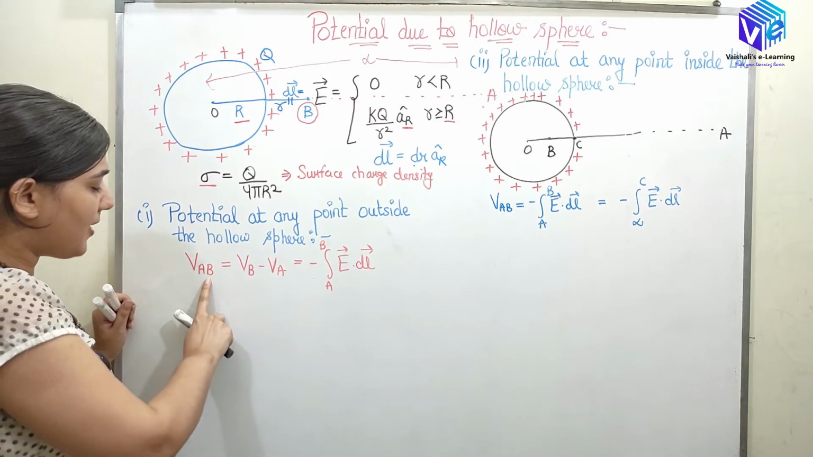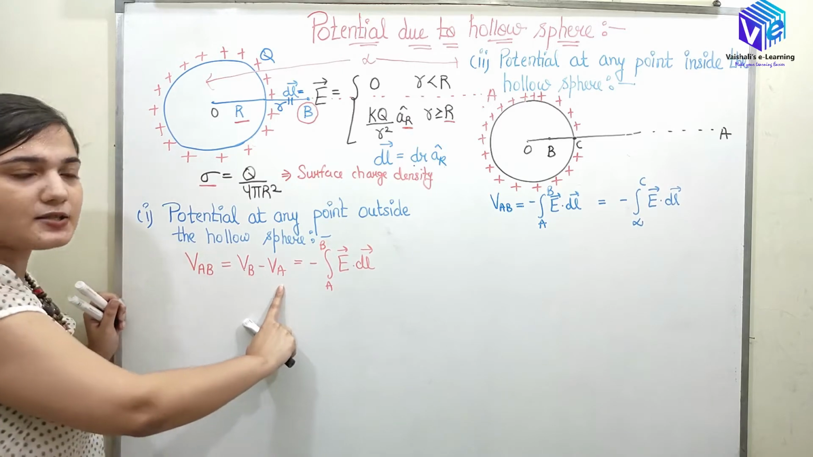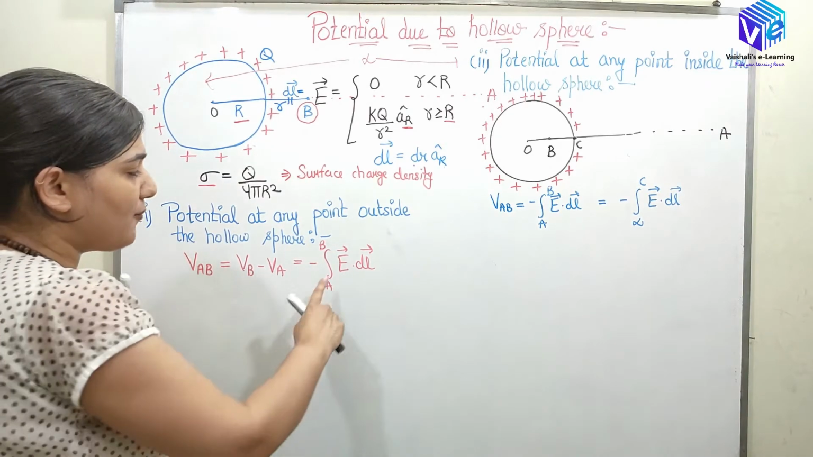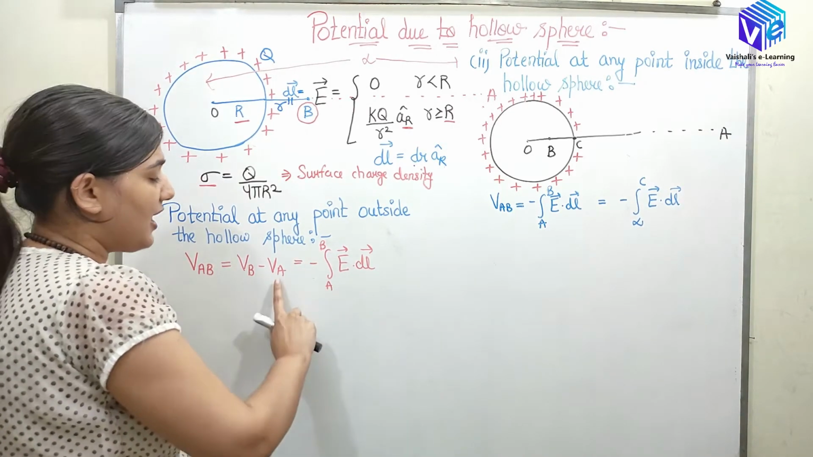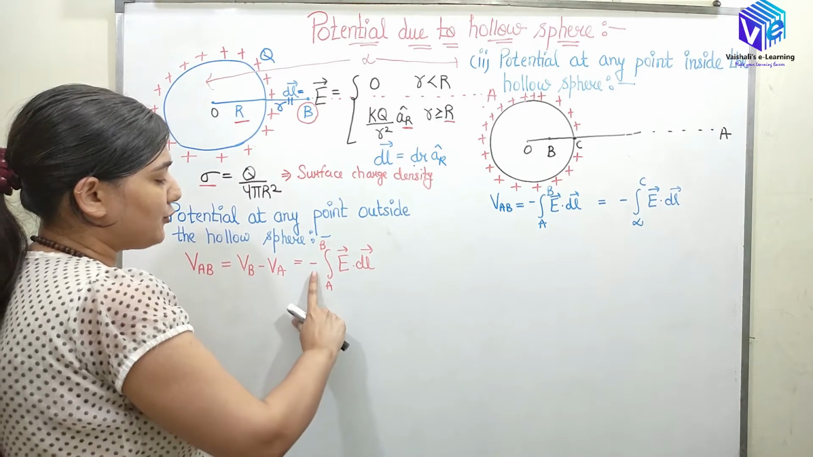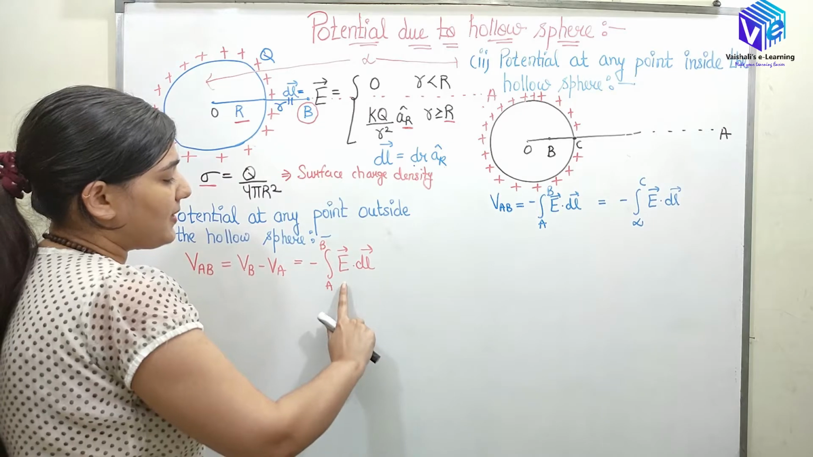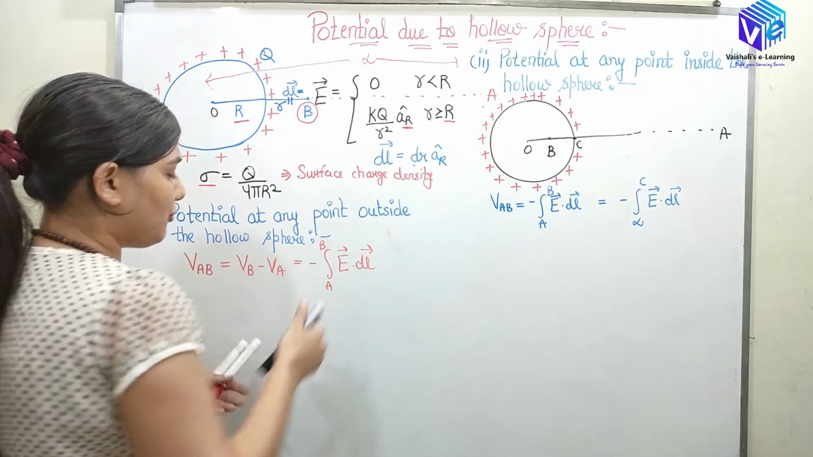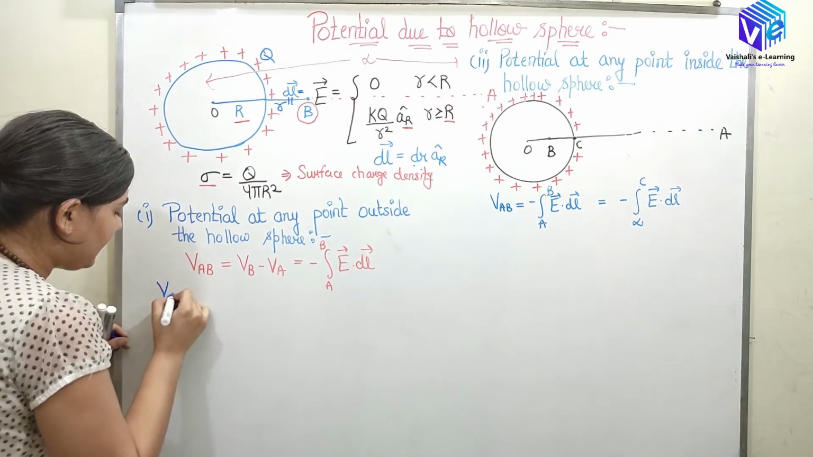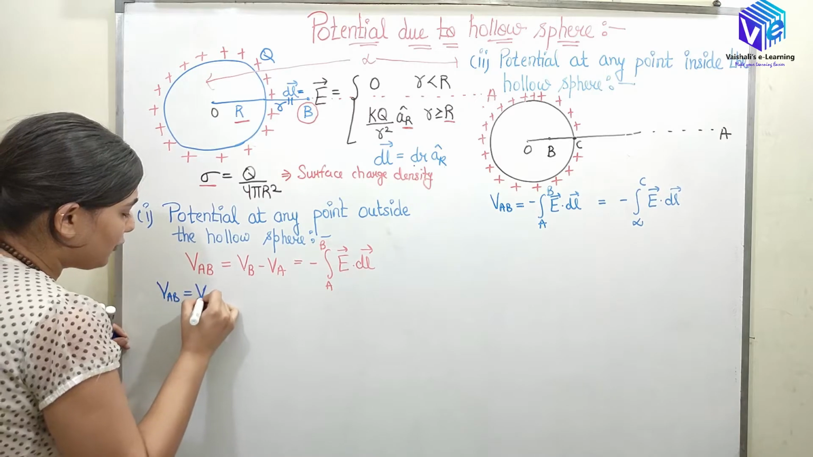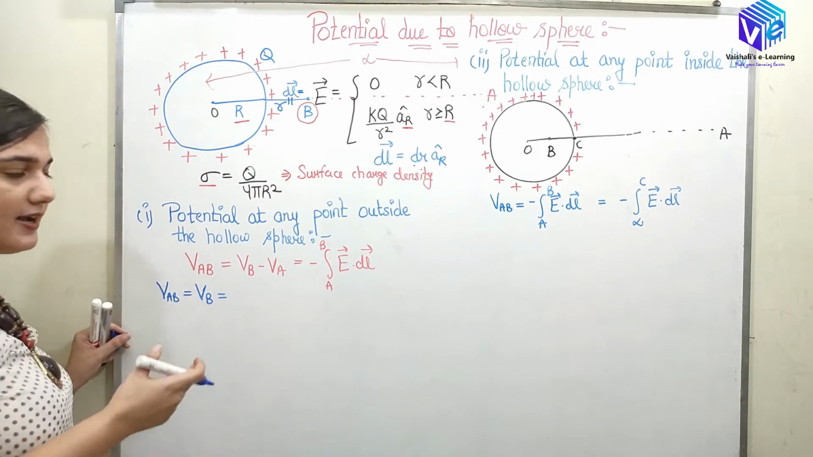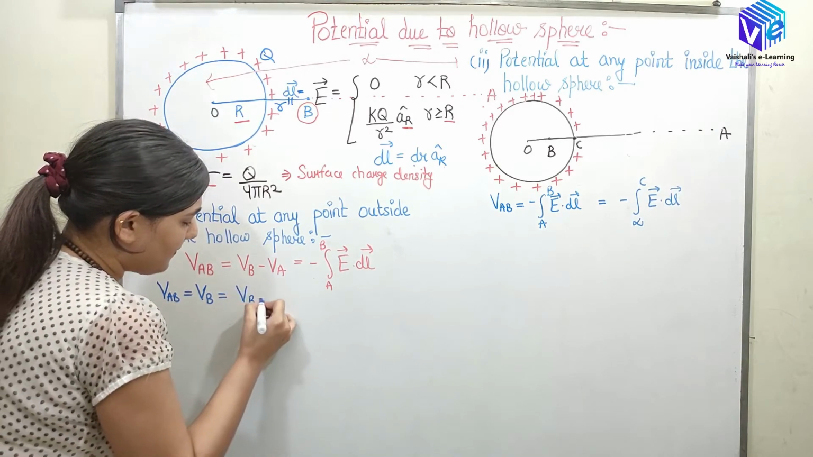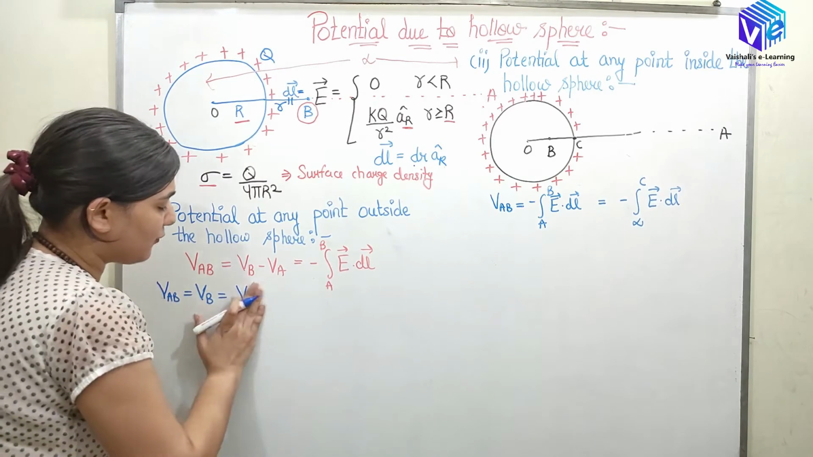So V_AB is written as V_B minus V_A, and it can be related to the electric field. I hope you remember the formula which relates the potential to the electric field. V_B minus V_A is equal to negative integration from A to B of E dot dl. Now I am taking the point A to be at infinity. So I can write V_AB to be equal to V_B. When I have taken the point A to be at infinity, it will be V_B minus 0, or directly equal to V_B.